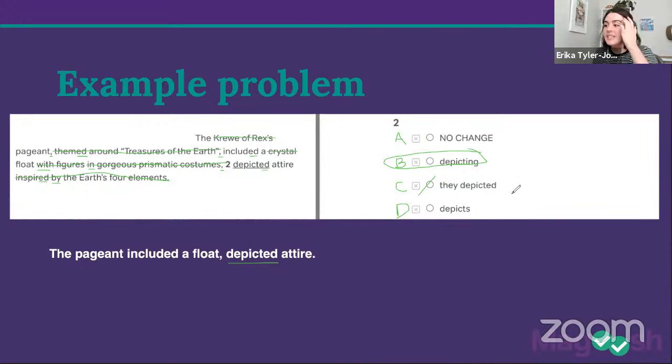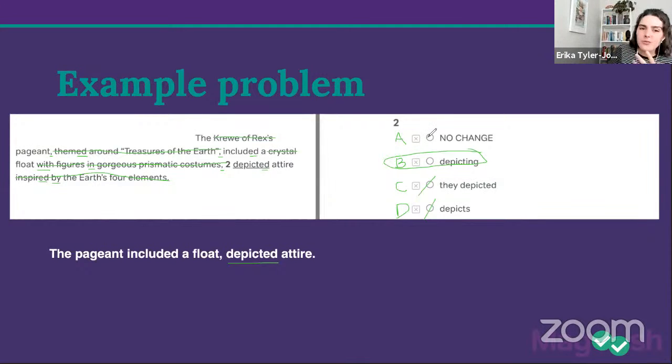Great, because they depicted would be a run-on. We would have a noun and a verb in the first part and then another noun and a verb in the second part. That's two independent clauses shoved together with a comma. That's a type of run-on. Illegal. Similarly, depicts. If we just read that, the pageant included a float depicts attire. What? That doesn't make any sense, doesn't work.